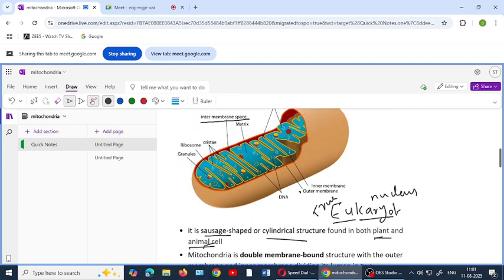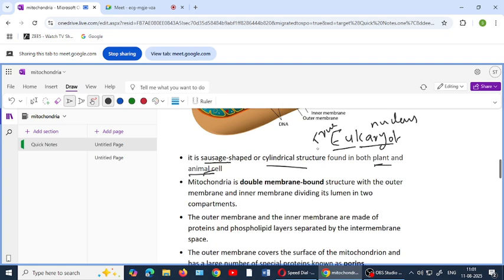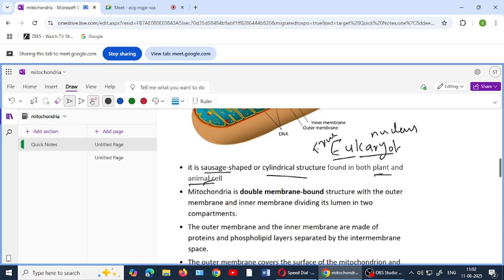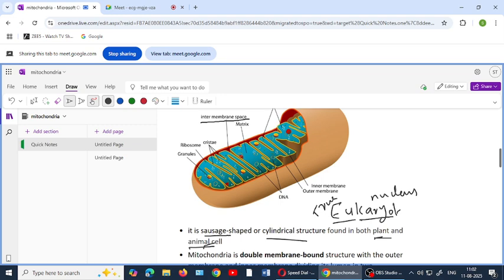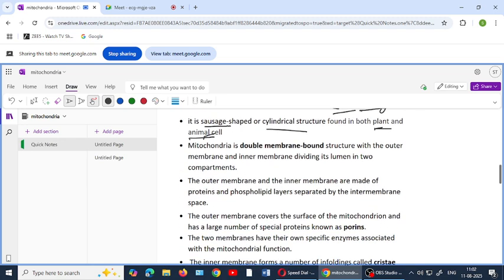Here it has a double membrane, outer membrane and inner membrane, and it divides the lumen into two compartments. That also we discussed. The inner membrane has foldings, and in between there is the intermembrane space, and these foldings are called cristae. All these things we already discussed. Do you have any doubt in that?